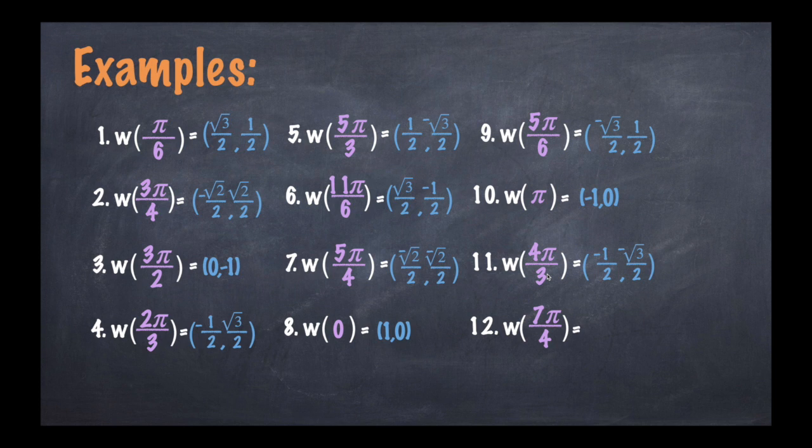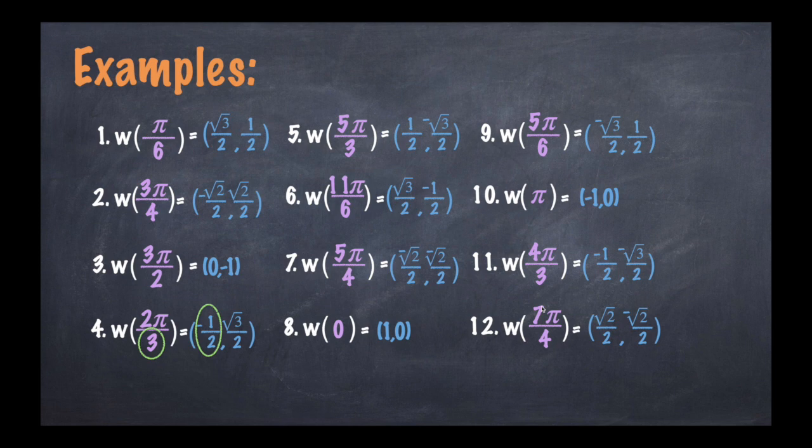And finally, for number 12, as soon as we see the denominator of 4, we should be thinking root 2 over 2 comma root 2 over 2. The relationship here is that the numerator is 1 less than twice. 4 times 2 is 8, minus 1 is 7. And that means that the ordered pair will be positive and then negative. So we get positive root 2 over 2 comma negative root 2 over 2.